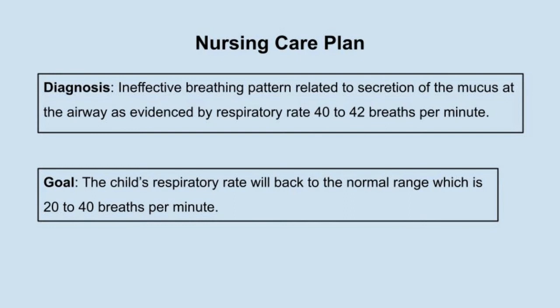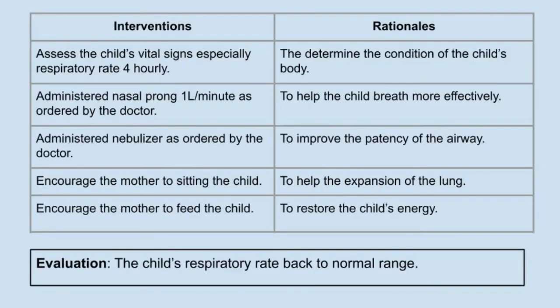The second nursing diagnosis is ineffective breathing pattern related to secretion of the mucus at the airway as evidenced by respiratory rate 40 to 42 breaths per minute. And the goal is the child's respiratory rate will go back to the normal range, which is 20 to 40 breaths per minute. For the nursing interventions, first, assess the child's vital signs, especially the respiratory rate, 4 hourly. This is to determine the condition of the child's body.